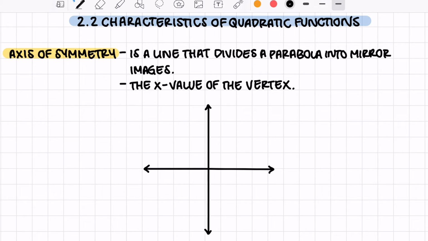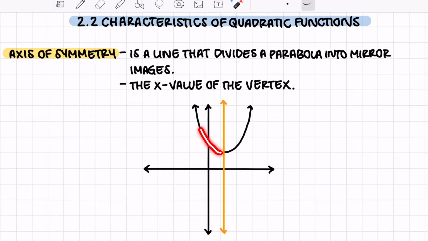Let's say that we have a parabola right over here. The axis of symmetry is the line that cuts our parabola in half. And whatever points are made on this side should be pretty much identical, a reflection or mirror of the other side as well. And we can identify what our axis of symmetry is by looking at the x value of our vertex.